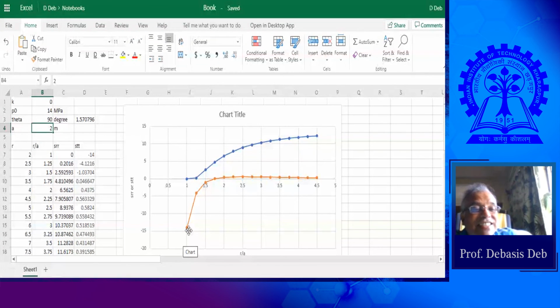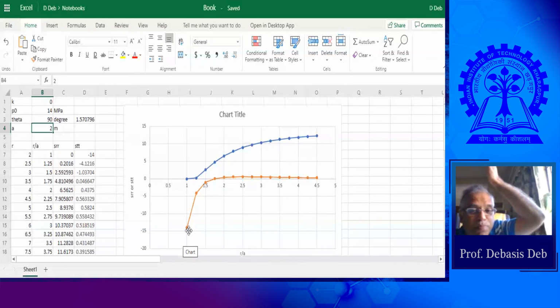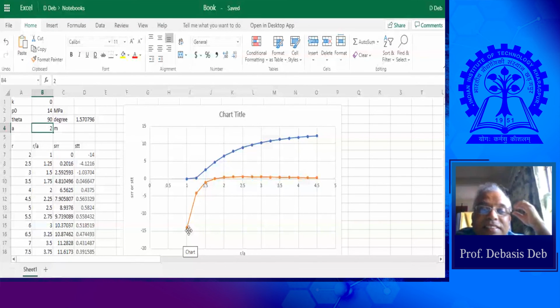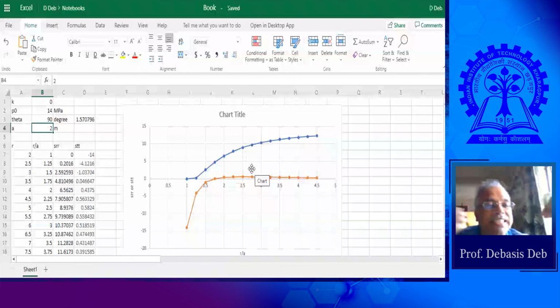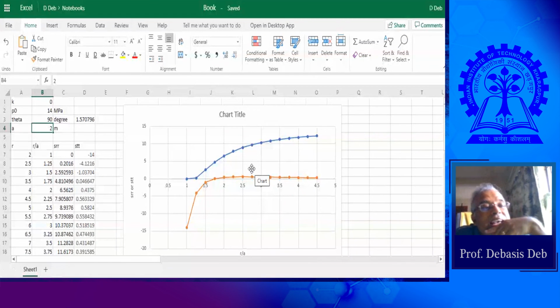At 90 degree, right on top. This is actually, sorry, this is actually not tangential stress. Now this is my radial stress, because it's 90 degree. But what does this negative mean? Is it wrong? Is the code wrong? Suddenly it came negative.